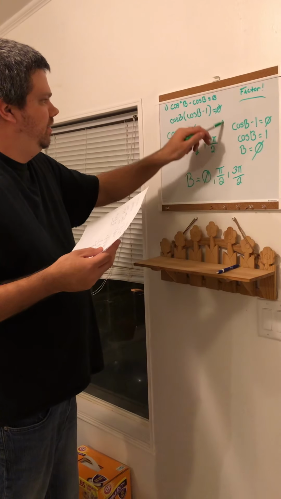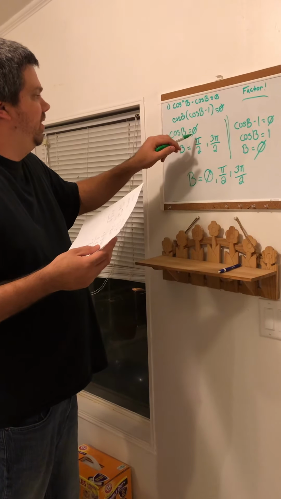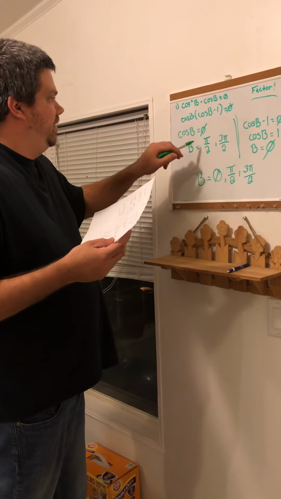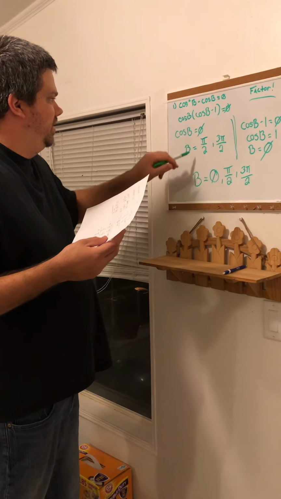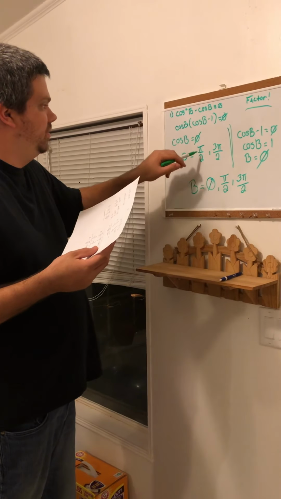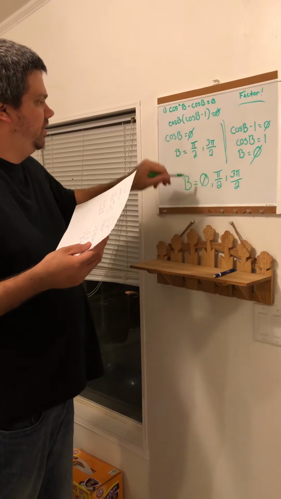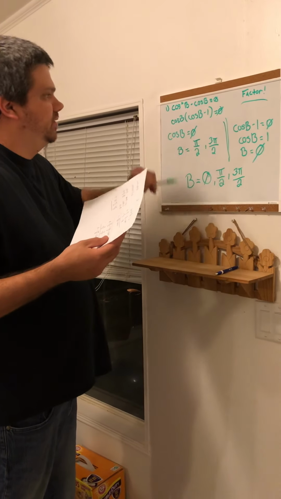Splitting that between 2, we've got cosine b equals 0. And then if we look on the unit circle for cosine, what equals 0 on the unit circle, we get b equals pi over 2 and 3 pi over 2 for one part of the answer.